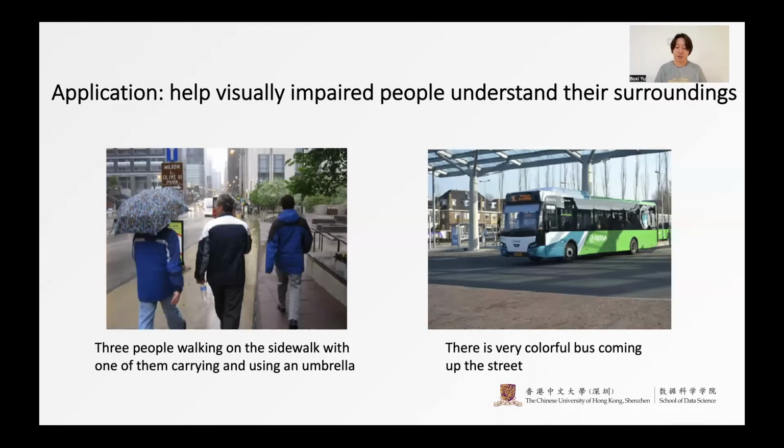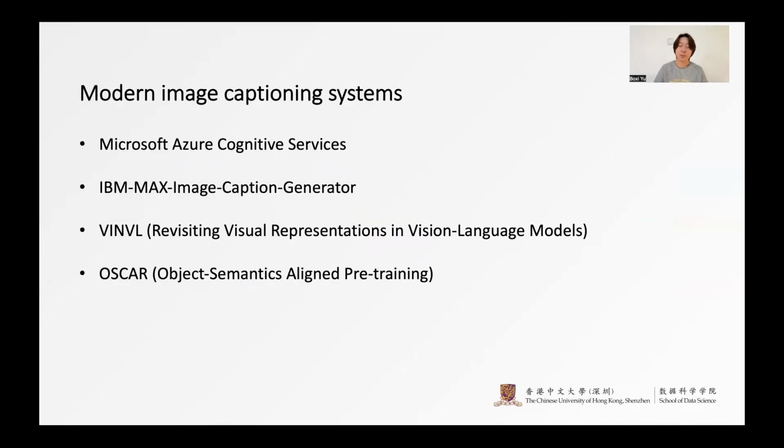Image captioning systems can also help visually impaired people to understand the surroundings. For example, when a car or bus is in front of a person, the systems can tell them to pay attention to the car to avoid dangerous cases. There are some modern image captioning systems. For example, the Microsoft Azure Cognitive Services, the IBM Max Image Caption Generator, the VinVL, and the OSCAR.